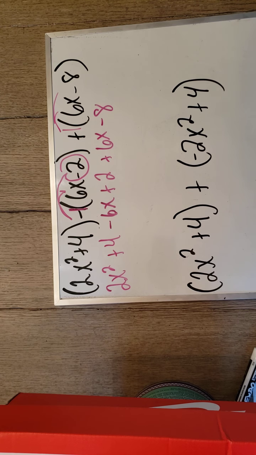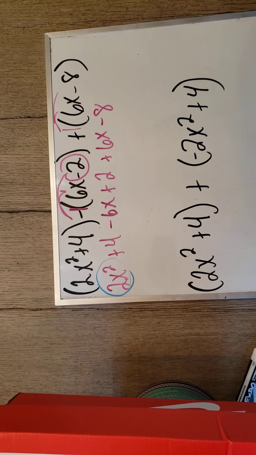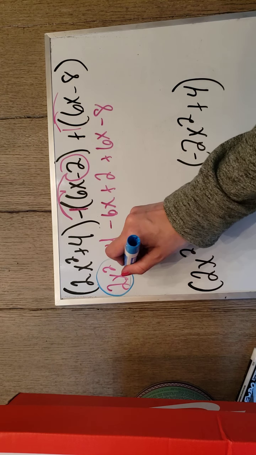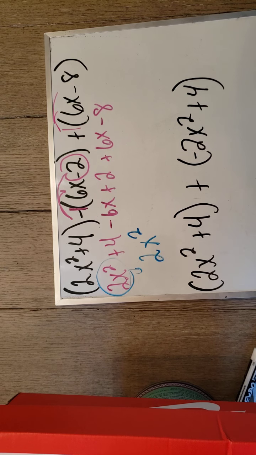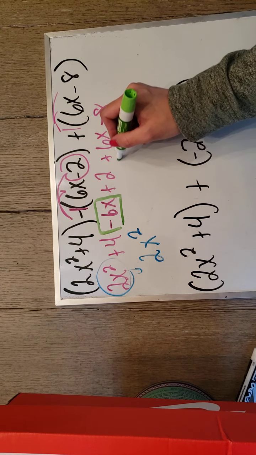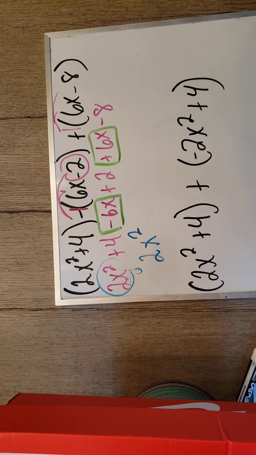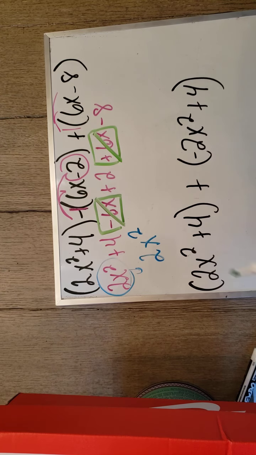Now do what we did yesterday. Look for your highest exponent. Is there any other x squared in this polynomial? No, there is not, so drop it down. My next highest, I have negative 6x and a positive 6x. What's negative 6 plus 6? 0. Bye.